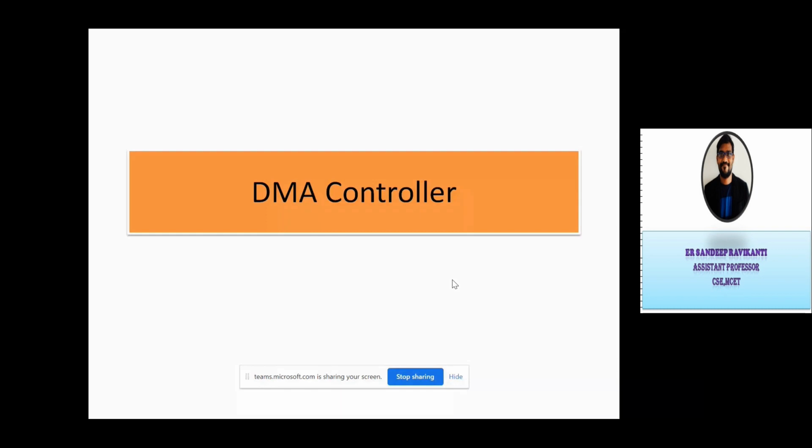The definition of a DMA controller: the direct memory access controller is an external device that controls the transfer of data between input-output devices and the memory without the involvement of the microprocessor. Means we will make use of the microprocessor, but it will not be involved in the data transmission. Each and every piece of data transfer will be done with the help of the DMA controller.